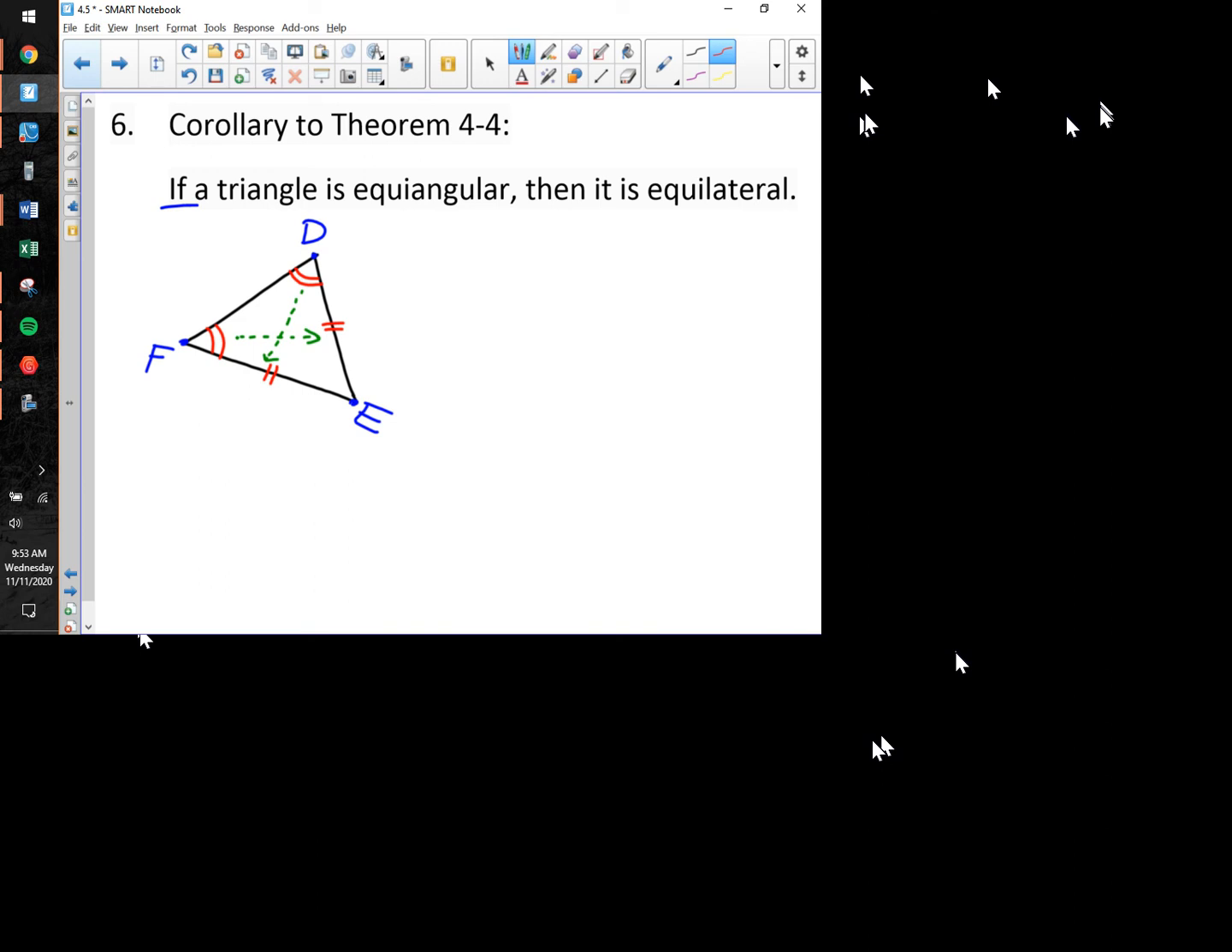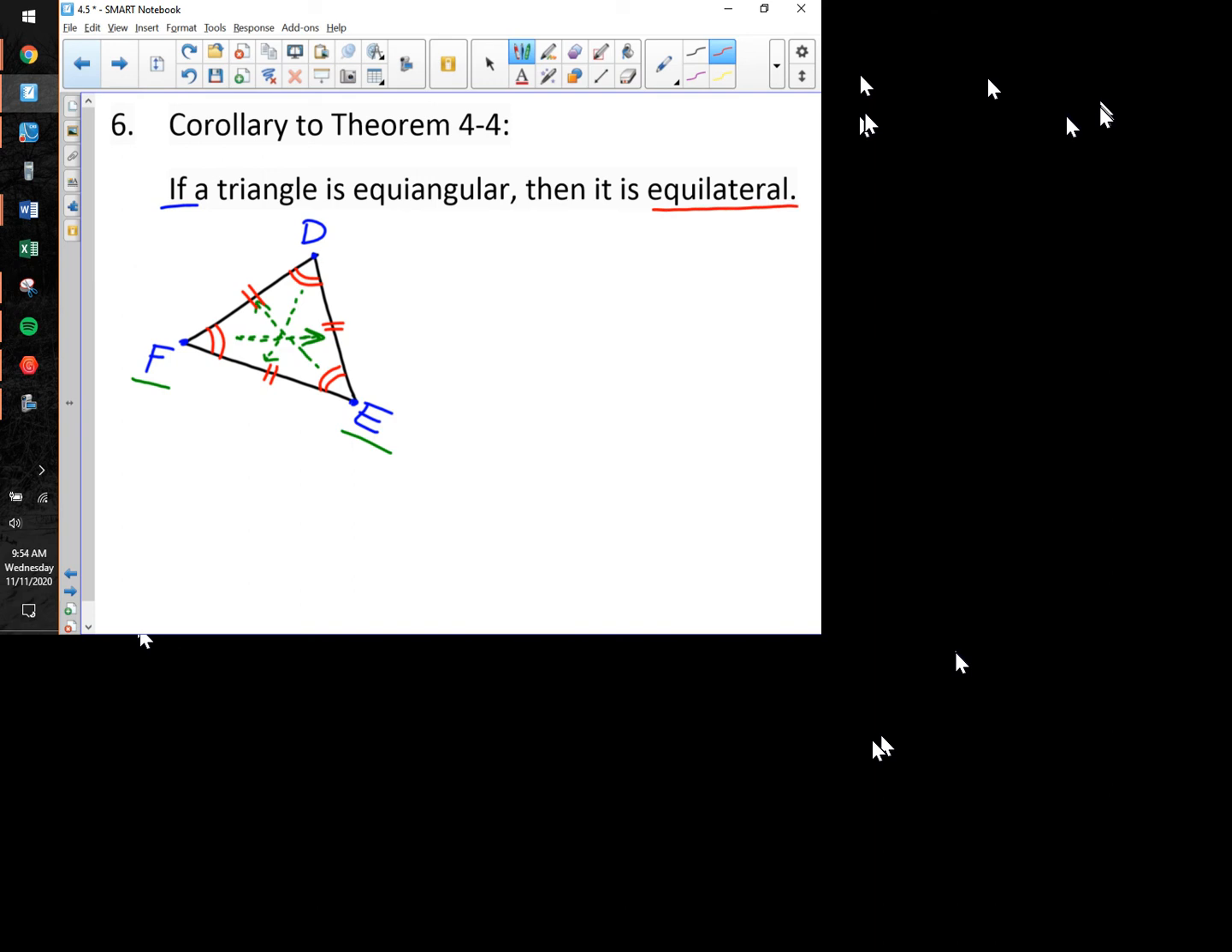But let's go further. The fact that it's equiangular means that angle E has to be congruent there as well. So if we were to focus on angle F and angle E, these two angles are congruent, and their opposite sides, which would be DE and DF, have to be congruent as well. Since DE has a double tick mark, DF is going to get a double tick mark as well. And what do you notice now, guys? All three sides of that triangle are congruent, which makes the triangle equilateral.